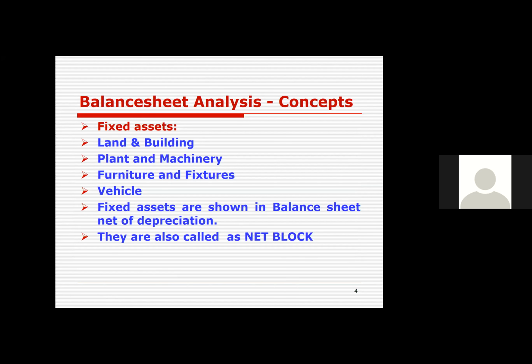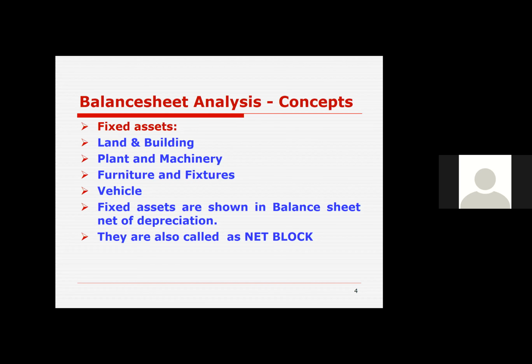Plant and machinery, furniture and fixtures, then vehicles. So those things will come under the fixed assets. Always keep in mind, in the balance sheet, the fixed assets are shown net of depreciation. So once you purchase the assets, it goes to the balance sheet.